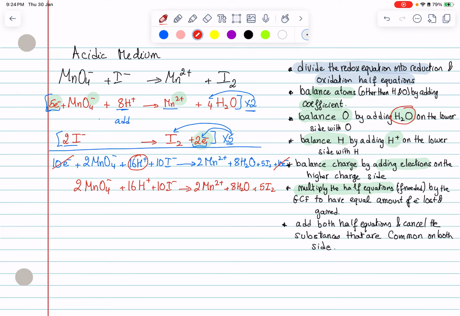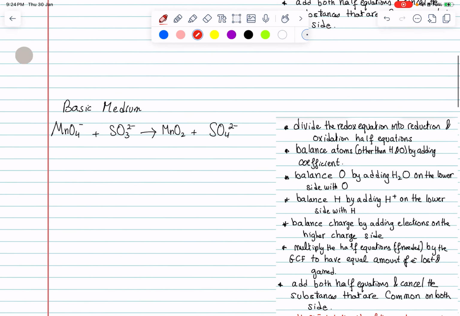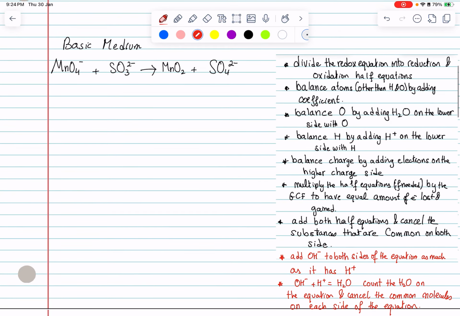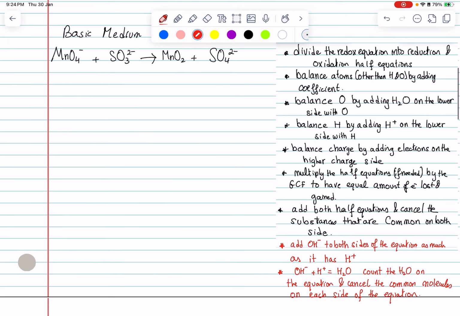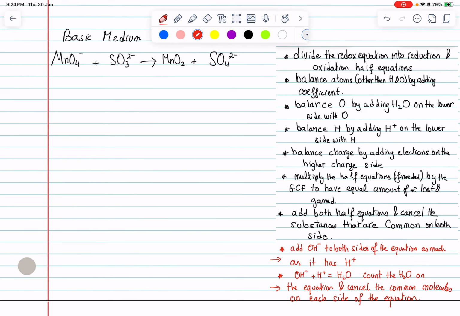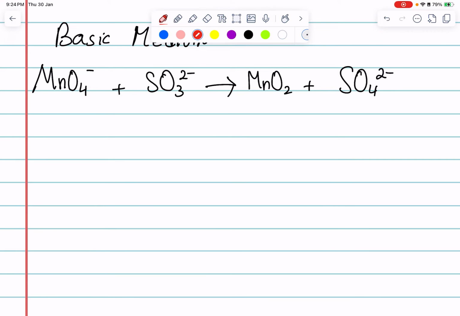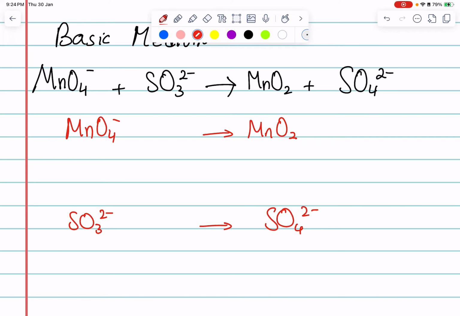Now, what if we have a question to balance a redox equation, but the medium is basic? So basically, we are going to follow exactly the same steps, and then we add 2 additional steps, which I wrote here in red at the end. So as I mentioned, first, you split the given redox equation into 2 halves. The first one is MnO4 minus, giving MnO2. And the second one, SO3 2 minus, giving SO4 2 minus.